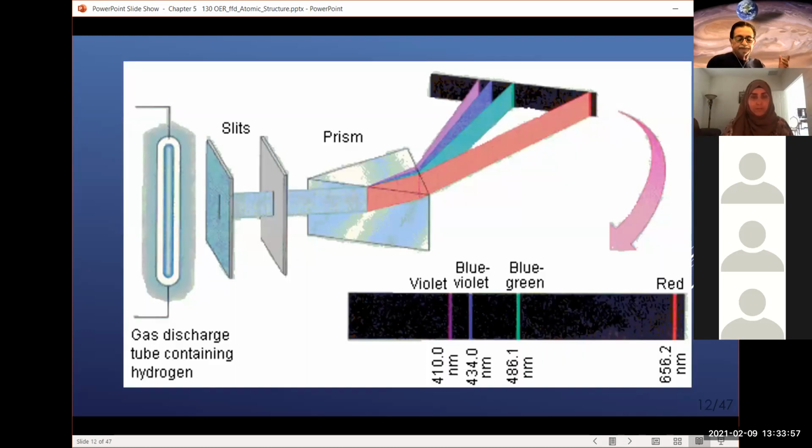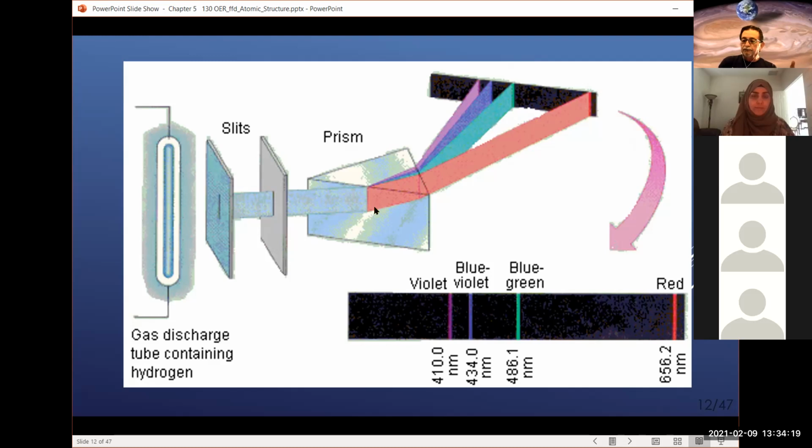Let me give you an example. On the far left, you have this tube, a fluorescent bulb, but you fill it with a variety of different elements. Then you hit it with electricity and run it through a slit. All that slit does is focus the light. And then you run it through a prism.